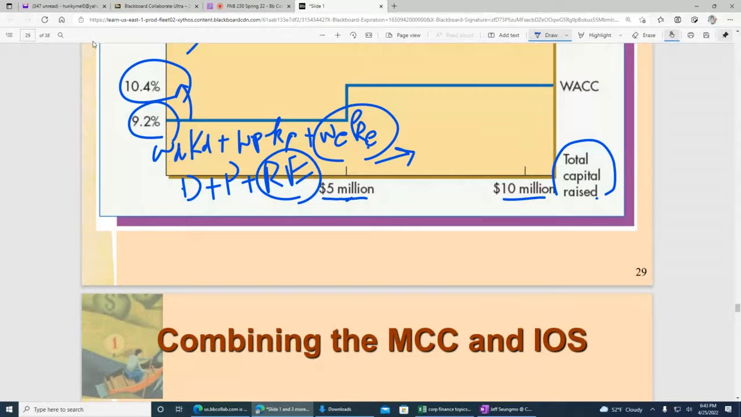Yeah. What was the question? So if they sell the stock, but they're still not able to make that goal of 10.4, how would they get the extra money?